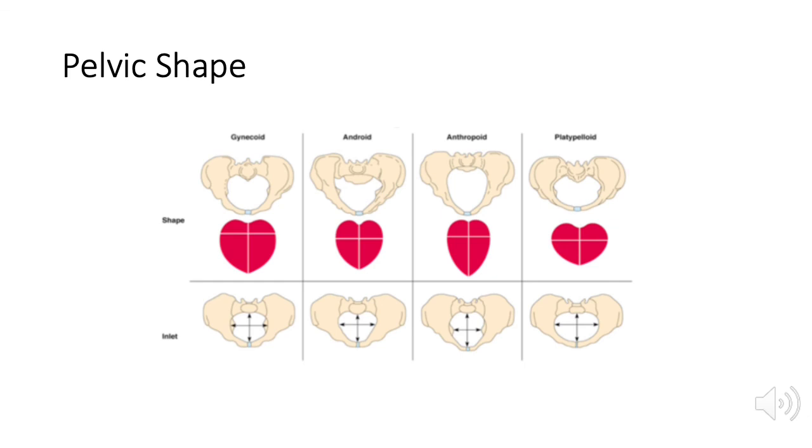The anthropoid shape has the widest transverse diameter, and this is usually thought to be the cause of occiput posterior presentation babies. And then lastly is platypoid shape. There's a flat inlet with a shortened obstetrical diameter. Usually you have that kidney shape of the pelvis, and this is thought to usually cause a deep OT, or occiput transverse arrest.